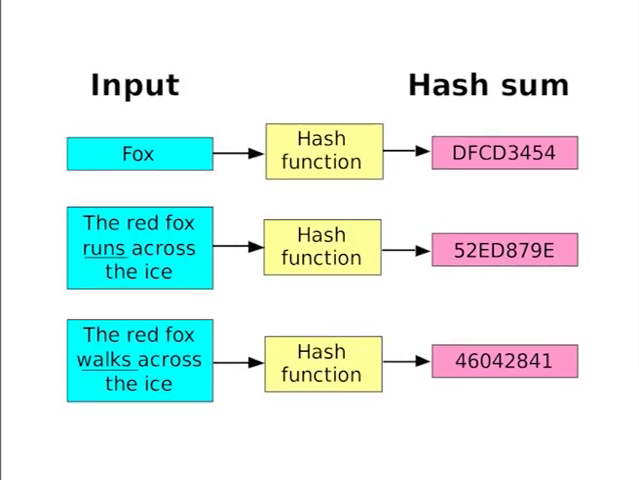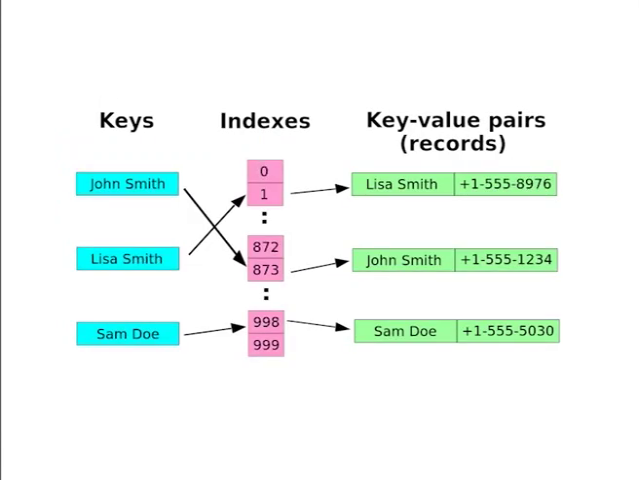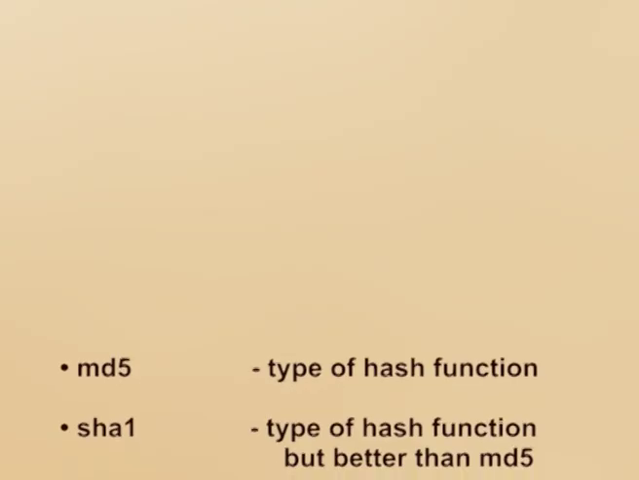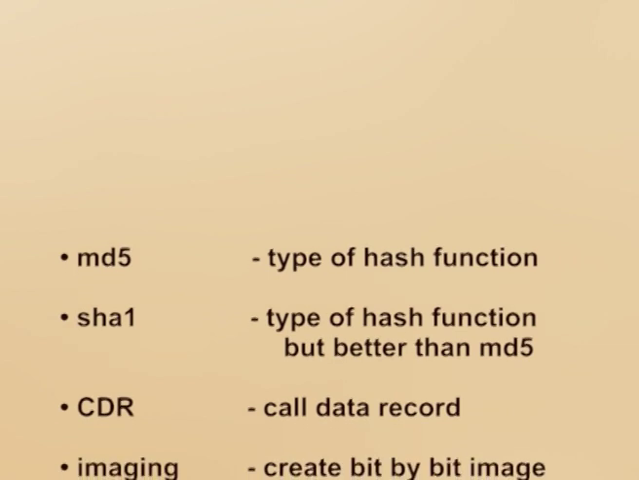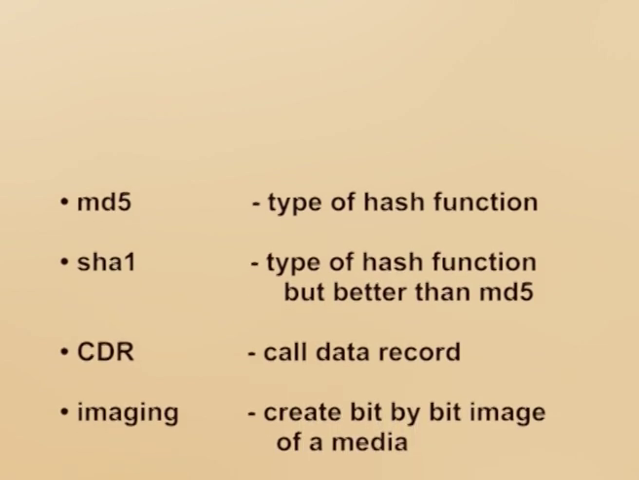Next is hashing algorithm. A cryptographic hash function is a special class of hash function that has certain properties which make it suitable for use in cryptography. It is a mathematical algorithm that maps data of arbitrary size to a bit string of a fixed size, a hash function, which is designed to also be a one-way function, that is, a function which is infeasible to invert. MD5, it is a type of hash function. SHA-1, it is a type of hash function but better than MD5.